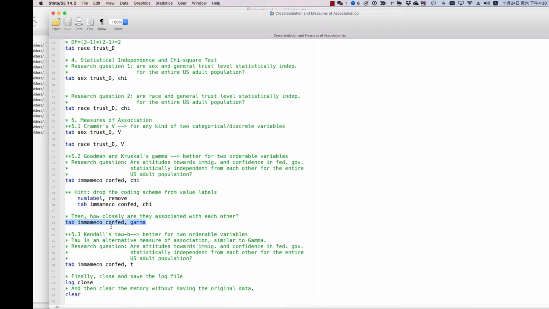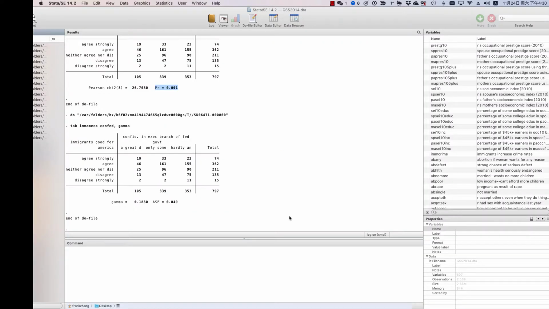On row 83, we provide a gamma option to this cross-tabulation command, which will give you the calculation of Goodman and Kruskal's gamma measurement of association for two orderable discrete variables. So highlight row 83 and click on the Do button. You will see this same cross-tabulation one more time, and below it you have the gamma value, which is 0.1830.